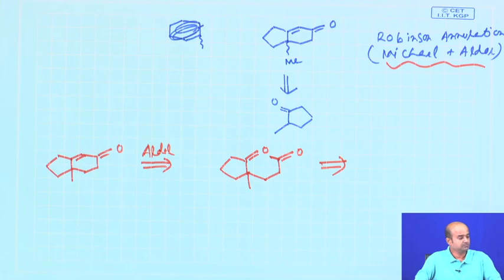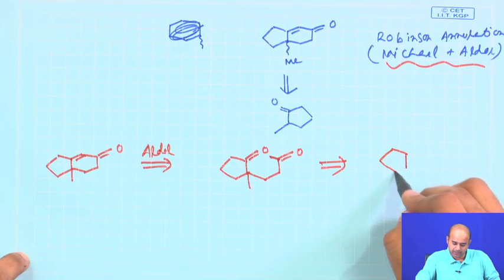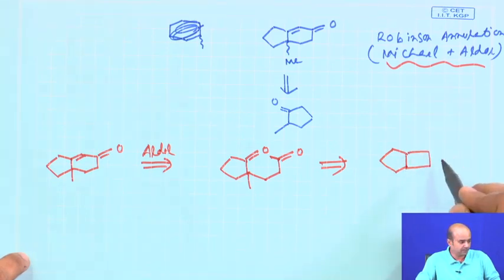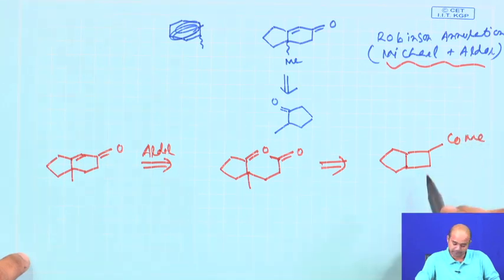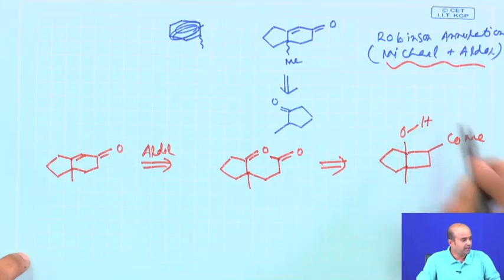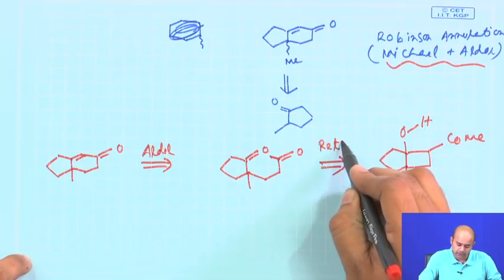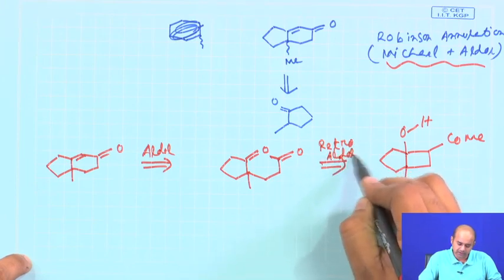The next one you see is an absolutely tricky pathway. We devise that if you have an intermediate something like this, we do a retroaldol kind of transformation. Now, what is a retroaldol reaction? It is the reverse of an aldol reaction.